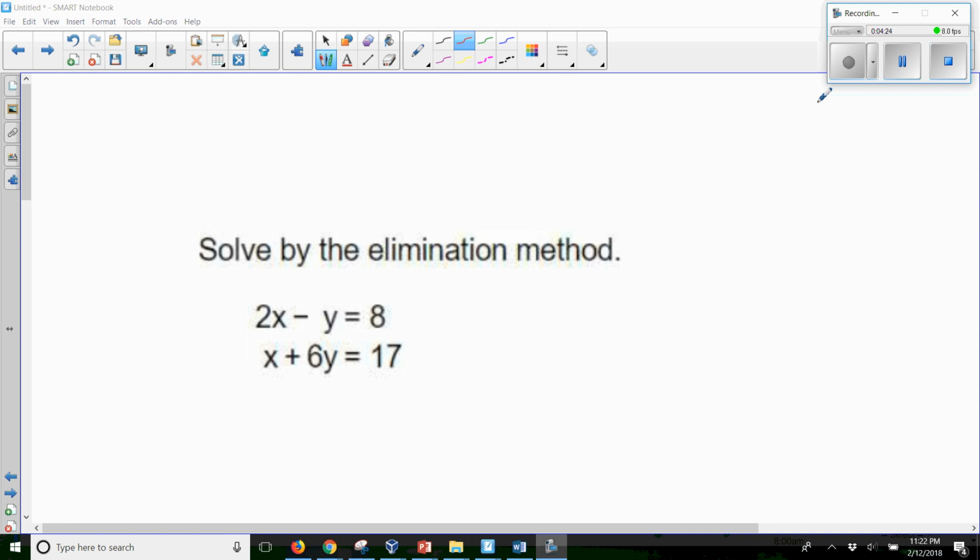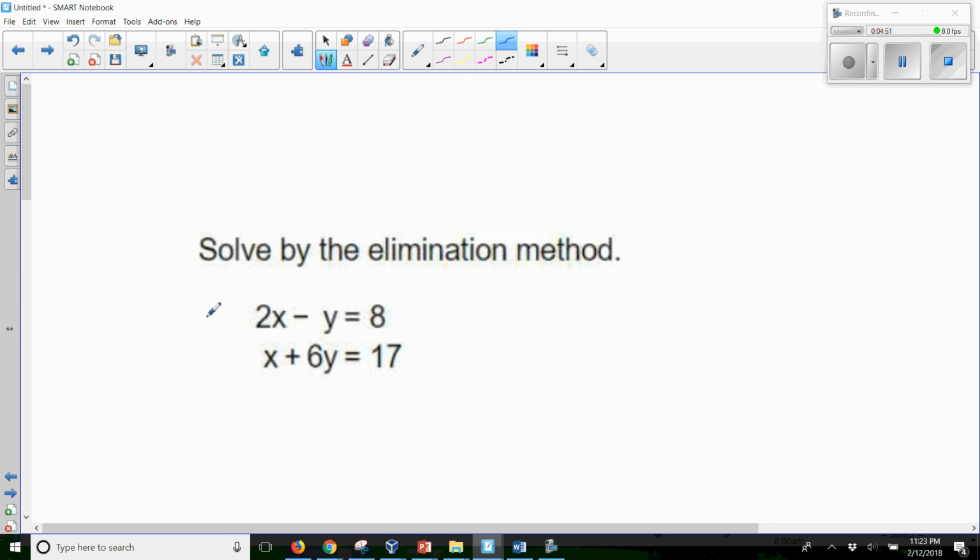This next problem we want to solve by the elimination method. That means we want one of the variables to drop out. So you have a choice whether you want to get rid of the x or the y. Sometimes one is easier. I tend to look here. We already have opposite signs. So if I multiply this top equation through by 6, the y's would naturally drop out when I add them together. So that's the route I'm going to take on this one.